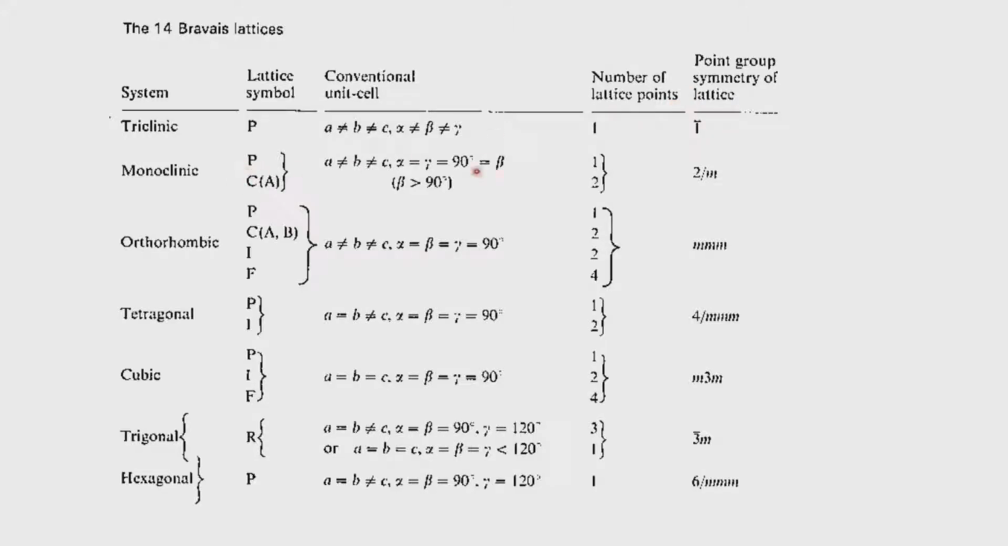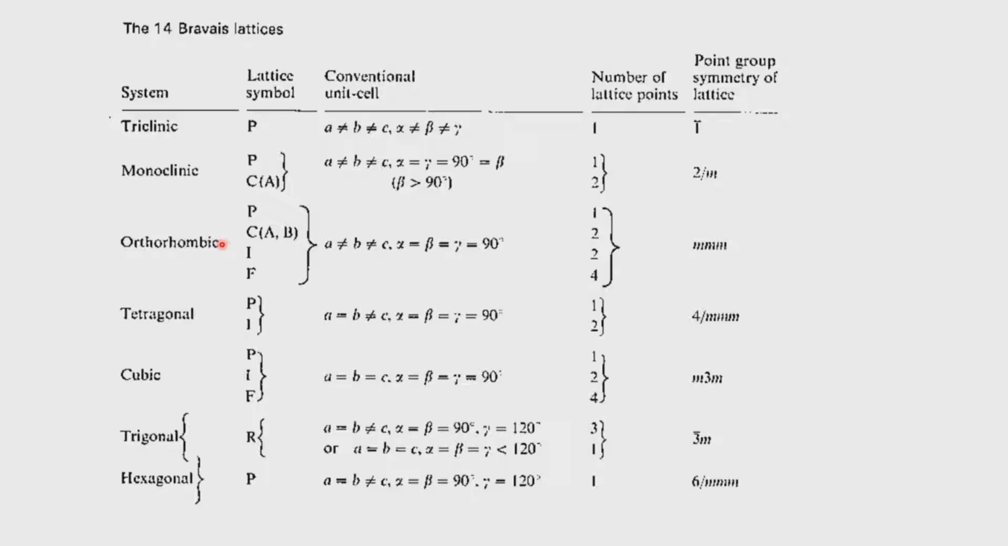So, the number of lattice points associated with the primitive monoclinic is 1, and the number that is associated with the C-centered lattice is 2. And this point group symmetry, as we saw, is the highest symmetry that can be associated with a monoclinic system, which is 2/m. Then we go to the orthorhombic system.